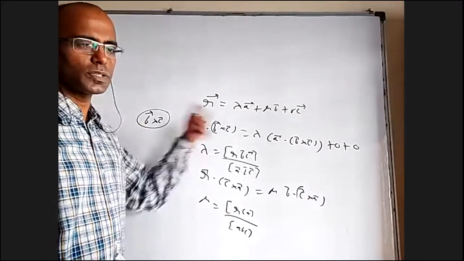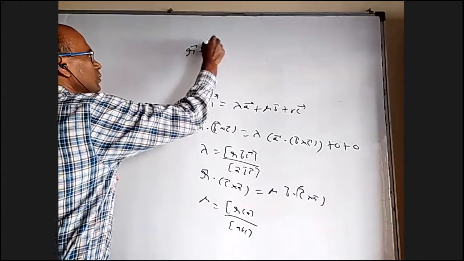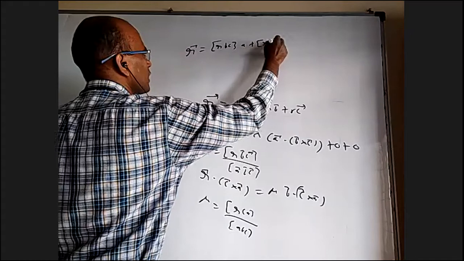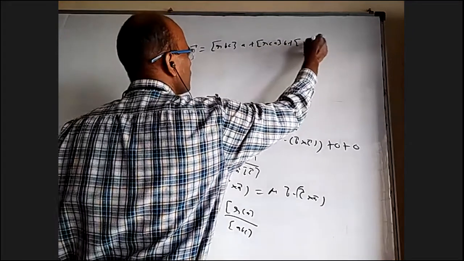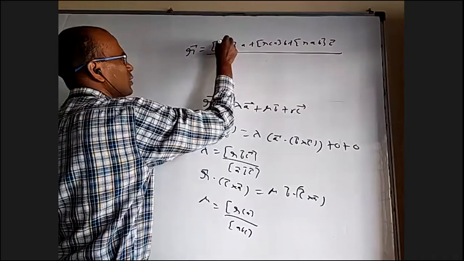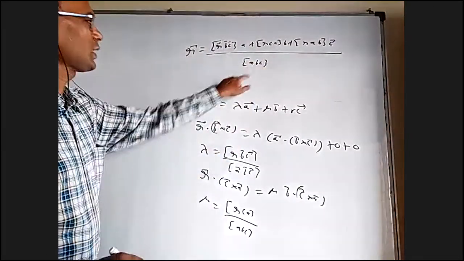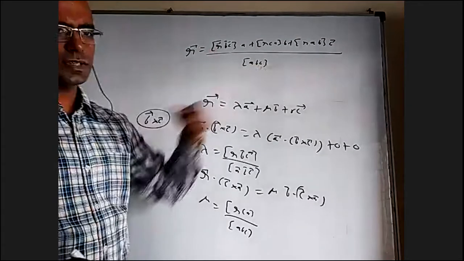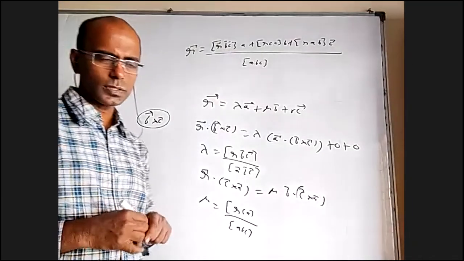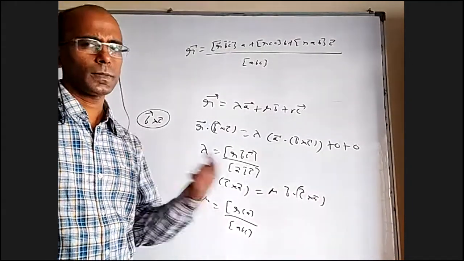Similarly, gamma. When you put them back, you'll get one formula. What is that? R bar equal to box RBC into A, box RCA into B, box RAB into C. All are vectors, I am not writing with arrows. By box ABC. If you bring this box ABC this side, that itself is a formula, or as it is. Is everybody clear about this? Yes, sir.